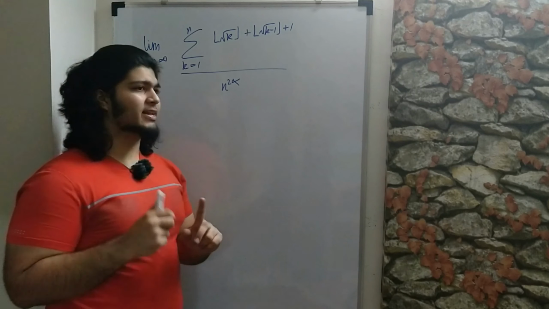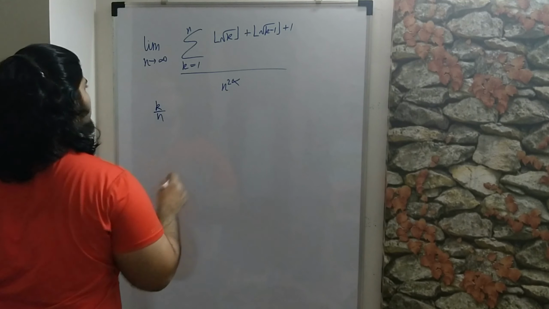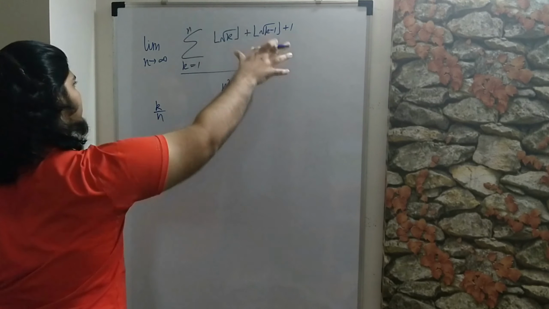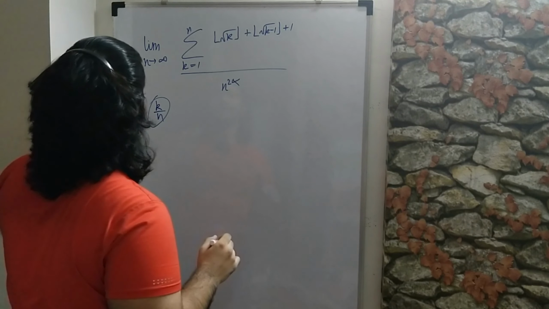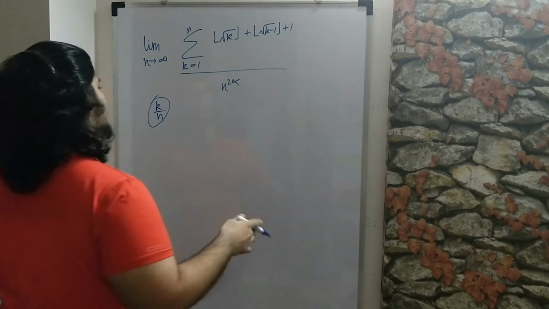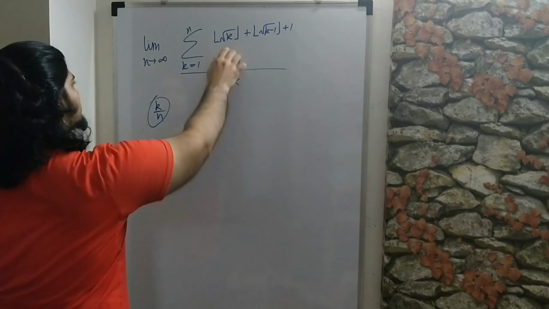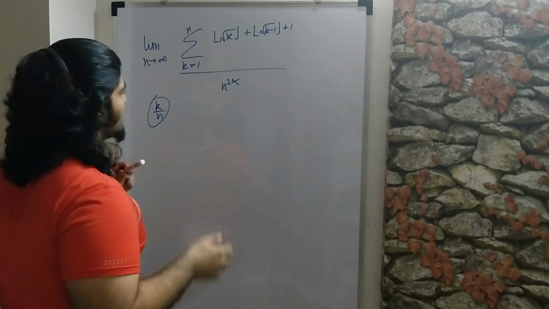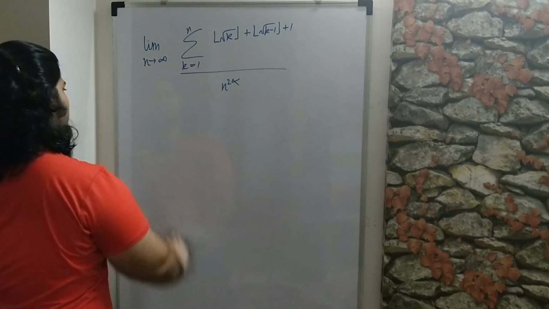Firstly, remember what we need for an integral. We need k over n. So we want this entire thing, the thing which is being summed, to be a function of k over n. We can't have it being a function of something else. So for that, we need to bring this n somehow inside the square root. So how do we do that? Because we can't really take stuff inside a floor function like that.